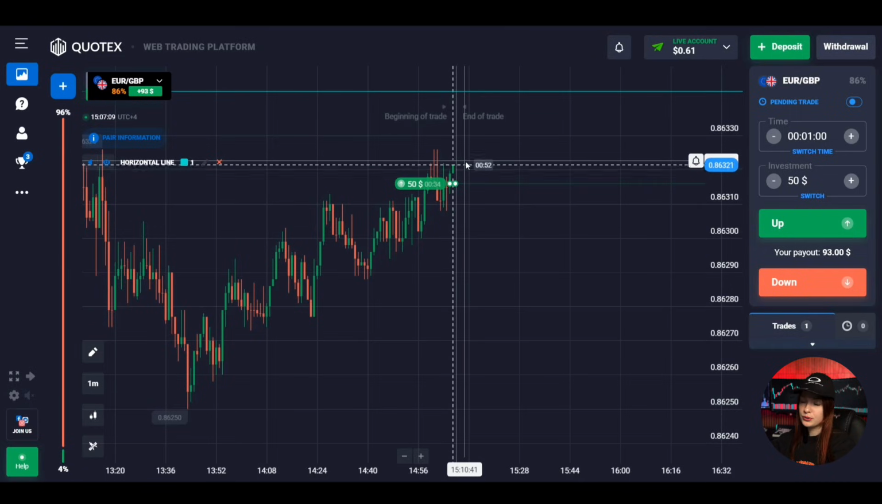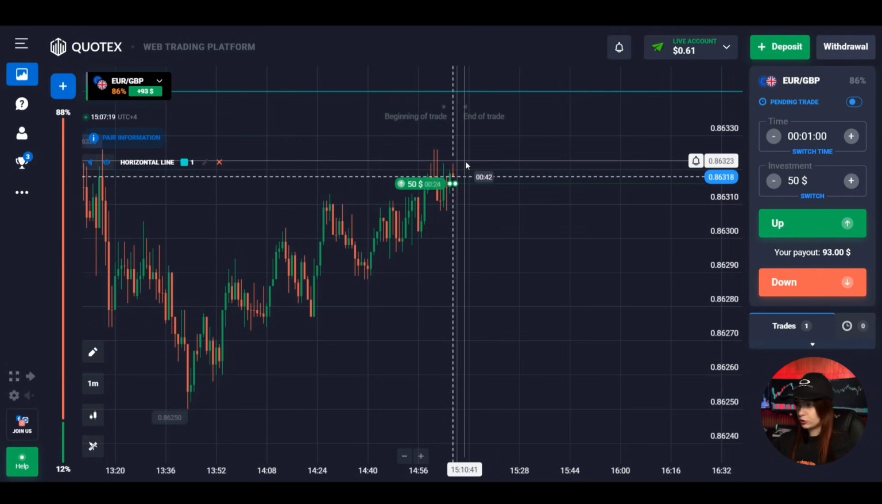So let me also remind you that I'm currently analyzing 1 minute Japanese candlesticks. And this means that we currently have the same currency pair selected on the Quotex platform as well as on the TradingView website. At the same time, we are considering the same 1 minute time frame on both platforms, so let's wait for the result.